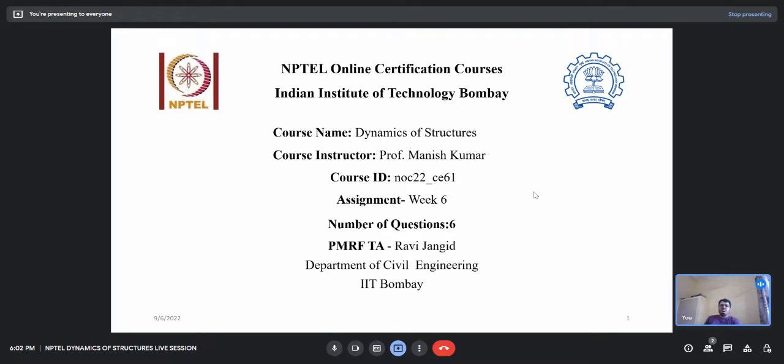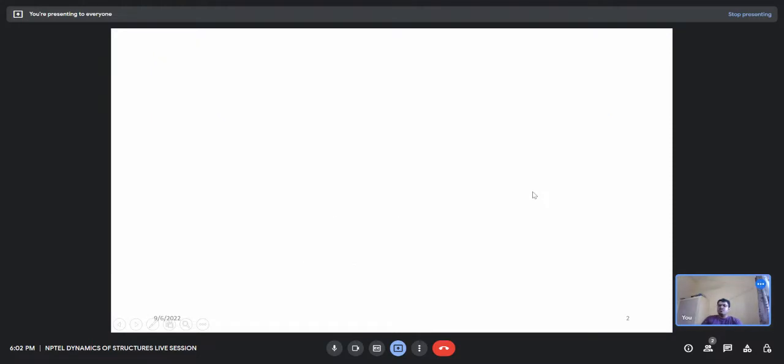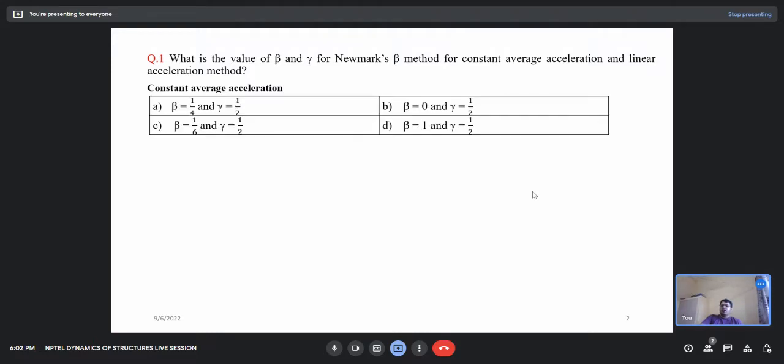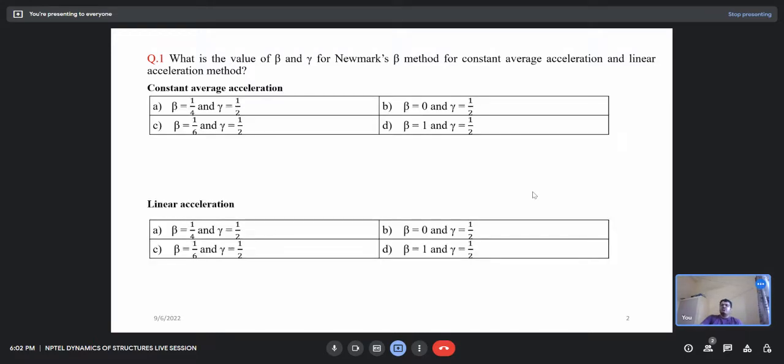The first question is: what is the value of beta and gamma for Newmark's beta method for the constant average acceleration and the linear acceleration method? I am giving you four options for the constant average acceleration, and four options for the linear acceleration. Can you tell me what is the value of beta and gamma for the constant average acceleration and for the linear acceleration? These two questions are there.